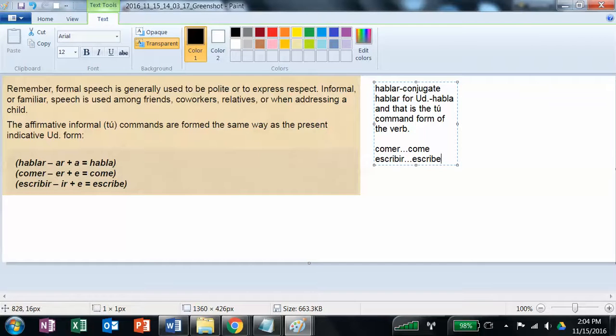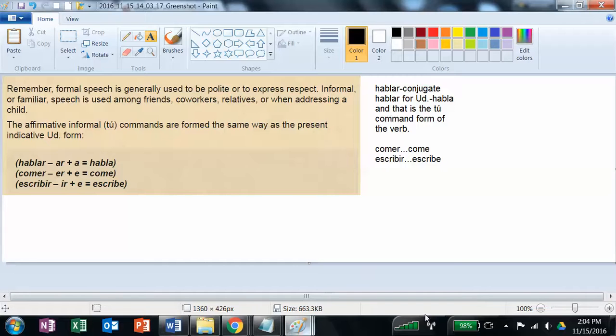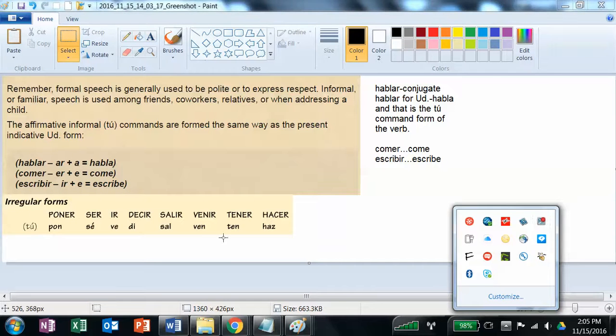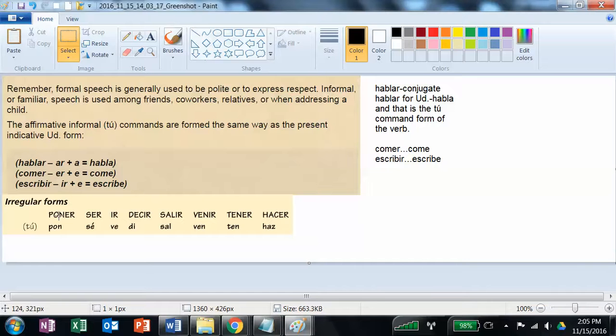However, there are some irregulars, and you have to memorize these guys. Here are a list of some irregular commands. You can't just conjugate poner. It's not pone when you give somebody a command. It's pon. It's not going to be es, it's sé. It's not going to be ir, it's ve. It's not going to be decir, it's di. It's not going to be salir, it's sal.